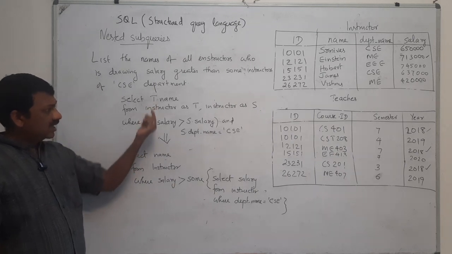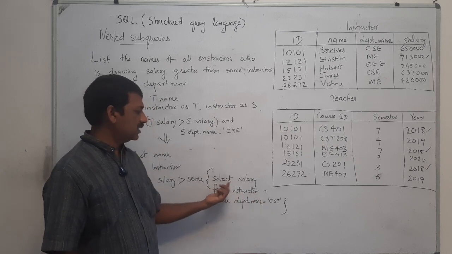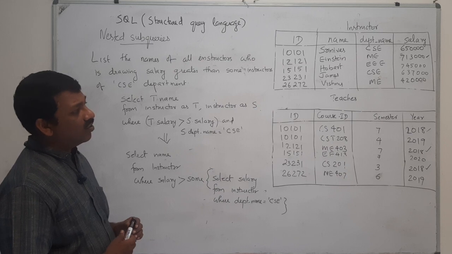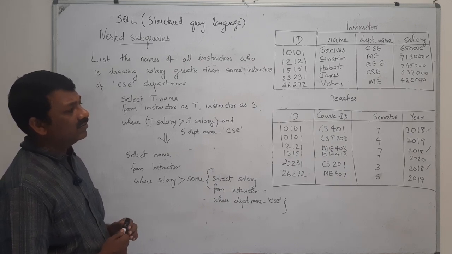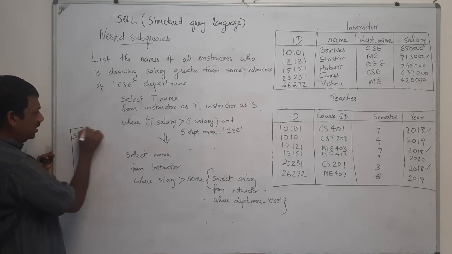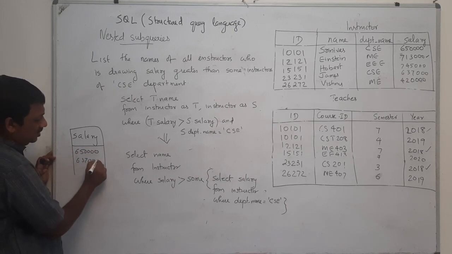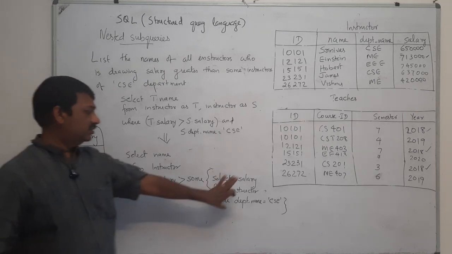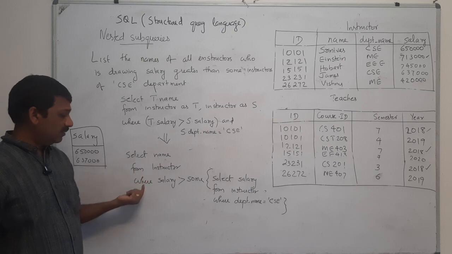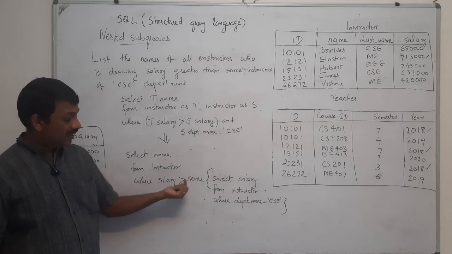Here this can be replaced by select salary from instructor where department name equal to CSE. That means the salary of all employees who belong to the CSE department will be displayed. The name of the attribute is salary, and you have 650,000 and 637,000. This is returned by this query, and here select name from instructor. From that instructor table itself, you are going to select the name of those tuples where salary greater than some.